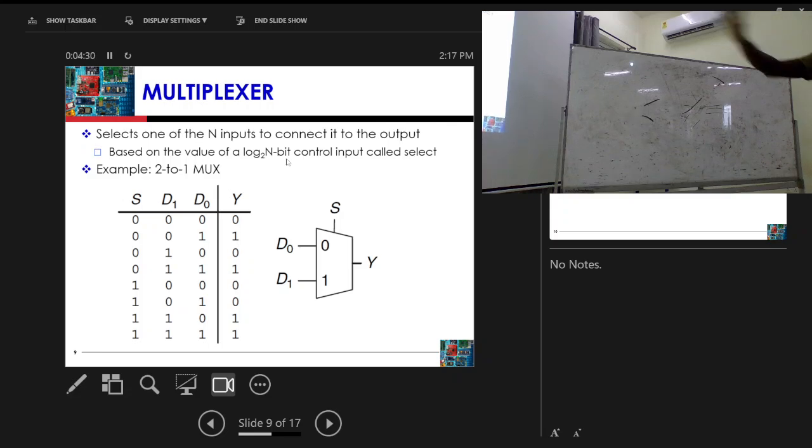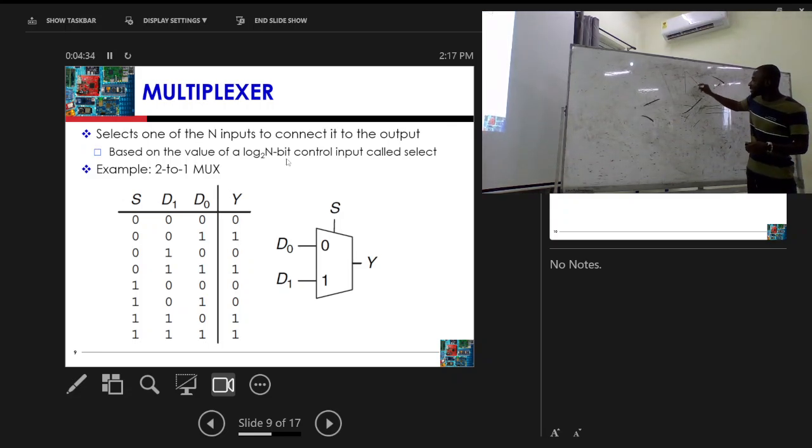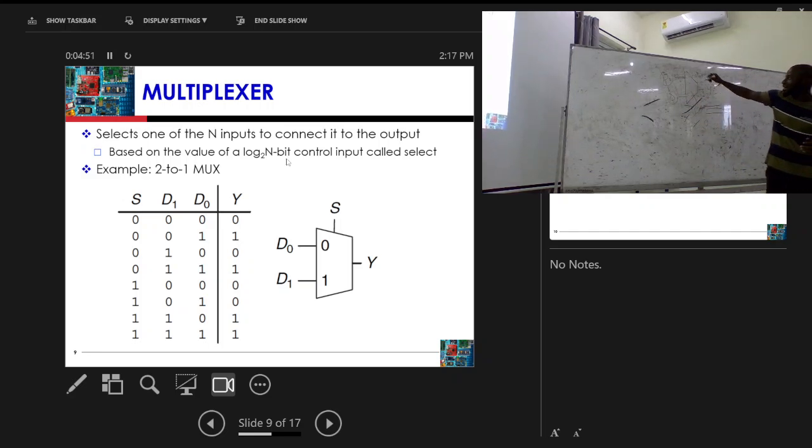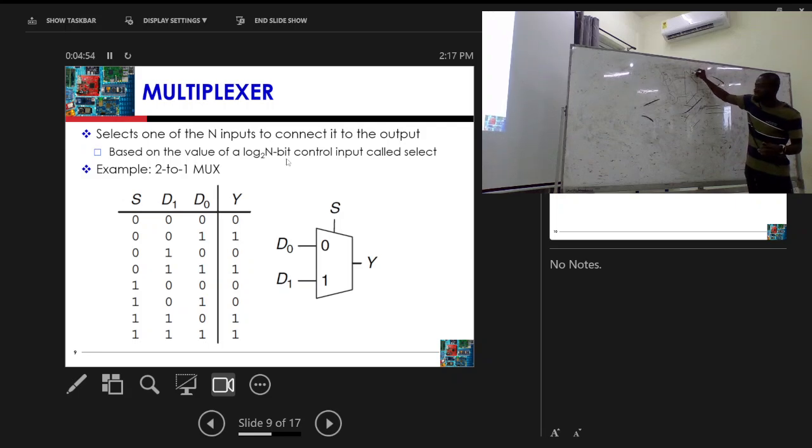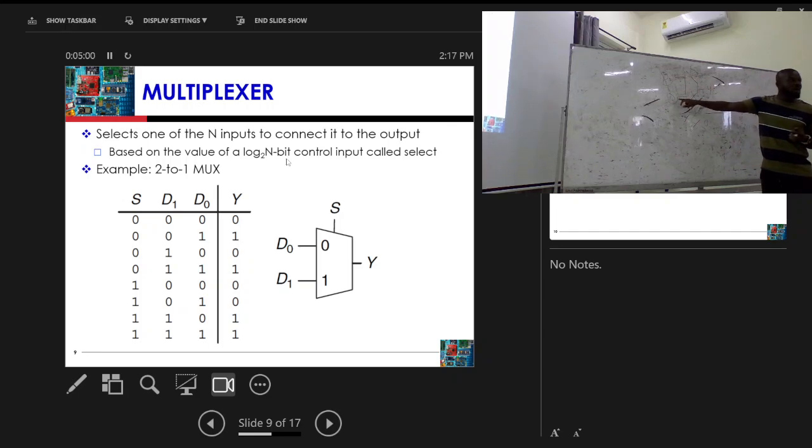So the symbol for the multiplexer is that one over there on your right, right? So what this just means is that we have two inputs, D0 and D1. We have a single output, Y, right? But how do we select which one to go through, D0 or D1? We have a very important signal known as the select signal, right? So that is what is used to select whether D0 is routed or D1 is routed, right?